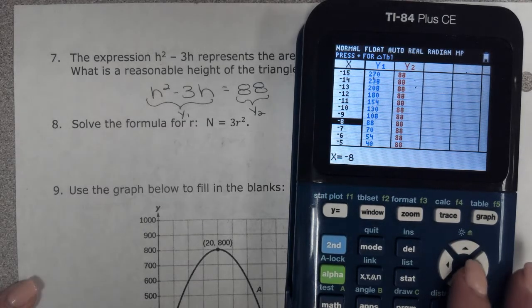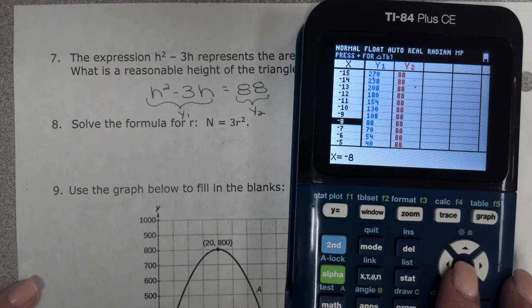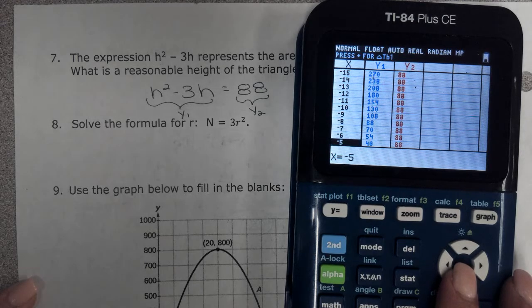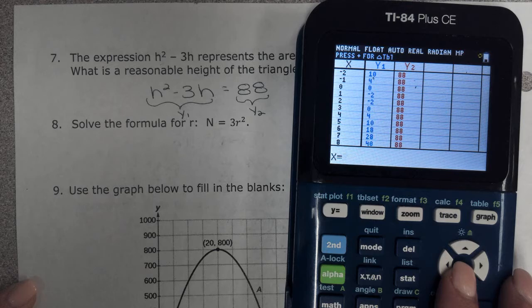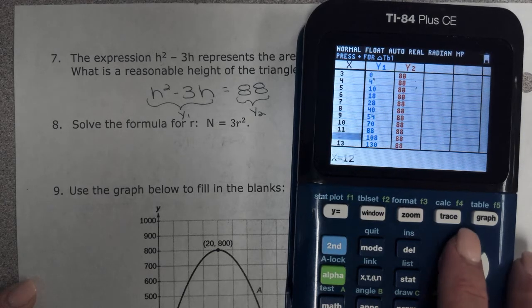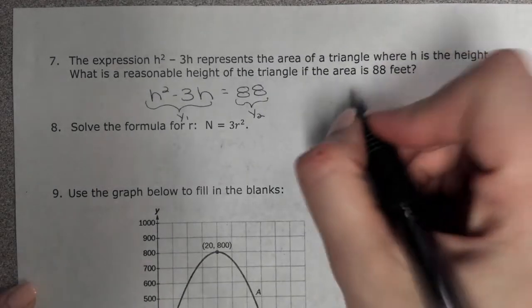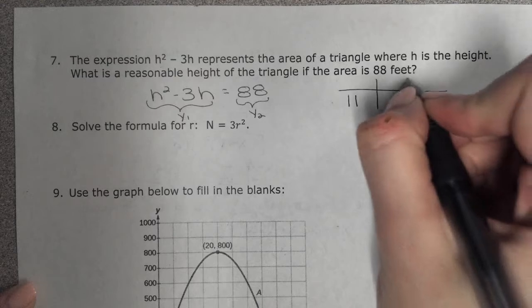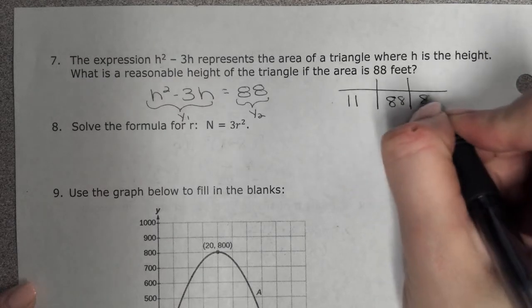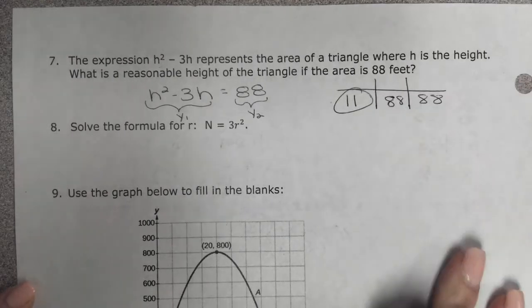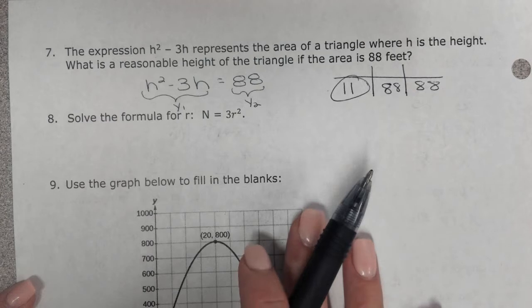So this says they're the same at negative 8. Is that my answer? No. Why not? Because it's negative. You can't have a negative height. So the only answer that we actually want is 11, because at 11, they both equal 88. Y1 and Y2 are the same.